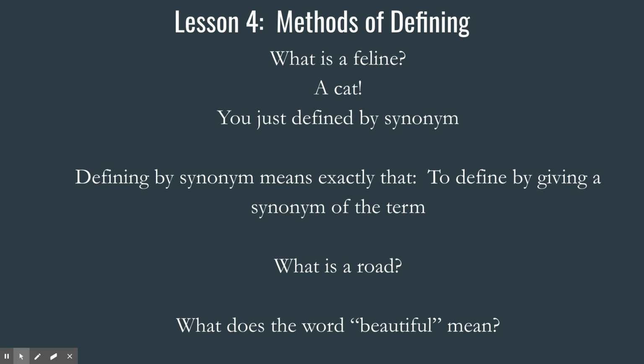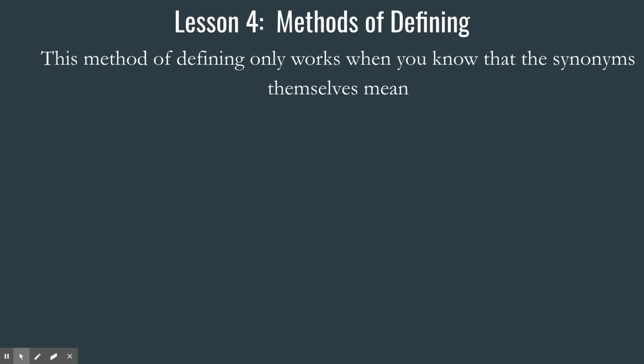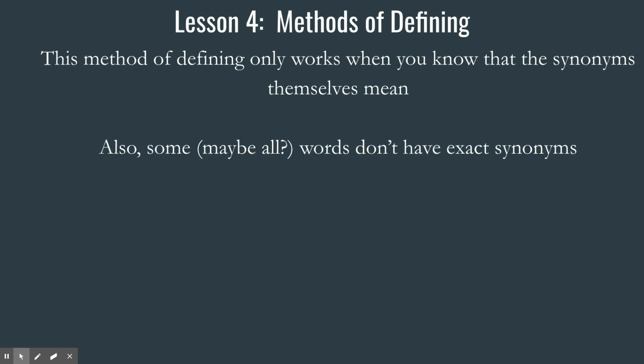Now, this is a helpful way of defining, but this is not a perfect way of defining. Because first of all, it only works if I know what the synonym means. So for example, imagine that I'm learning English. I come across the word beautiful. So I go to my friend Anna and I say, Anna, what does beautiful mean? And she says, pretty. But I also don't know what pretty means. So I still don't know what beautiful means. So sometimes we can define using a synonym that the person also doesn't know and they still are confused.